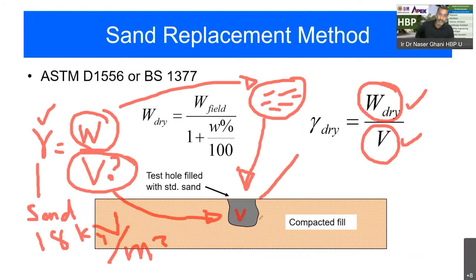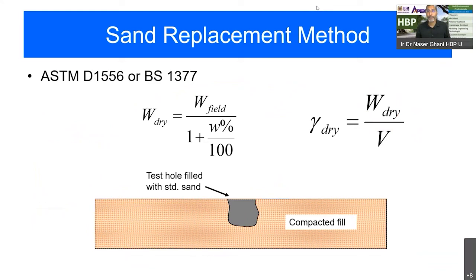So this is what we need, to find the volume of the hole. Now that we know the volume of the hole, we will use the same relationship to find the dry density of the soil that has been removed from this hole, right? Now that we know the volume. So how do we find the density of the soil? We use the same relationship here.